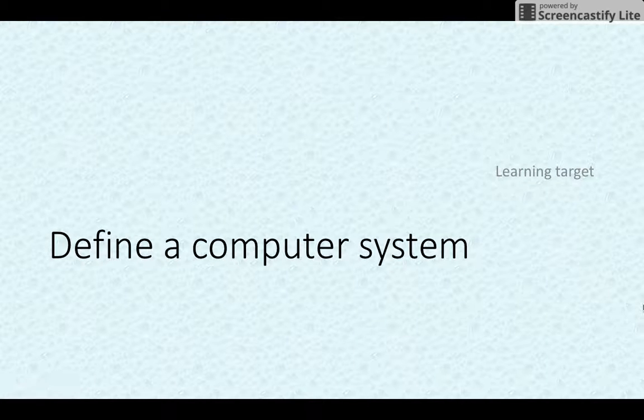Today we're moving on in our lessons about computer systems. Yesterday's learning target was being able to identify the parts of a computer system, and today your learning target is being able to define what a computer system is, which is a little bit different, and you'll understand once we go through the notes together.